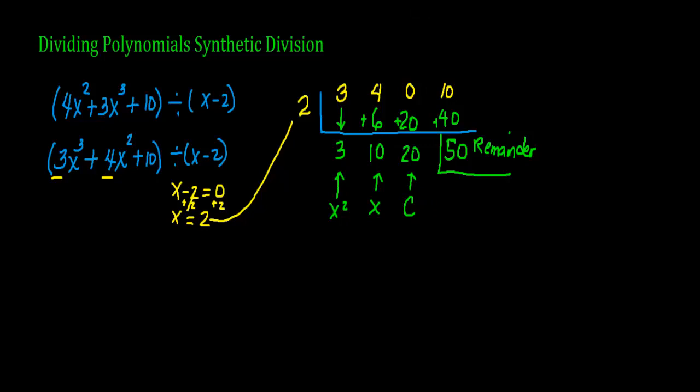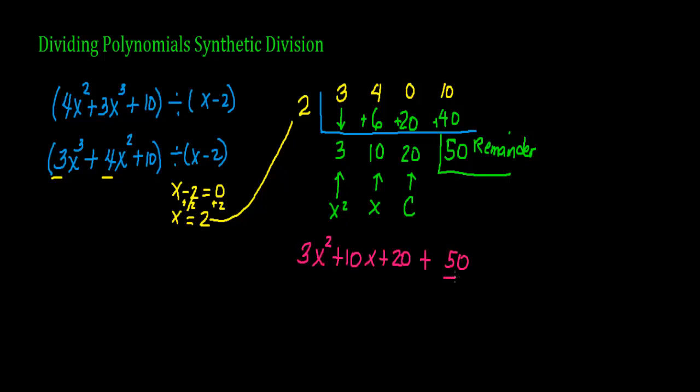Now, how do we rewrite this so that it looks like a quotient? This is what you do. You take 3, which is the coefficient of your x squared term. So 3x squared. 10, that means plus 10 because 10 is positive. 10 what? 10 x's. And then we have plus 20, which is your constant. Plus, we have a remainder of 50.